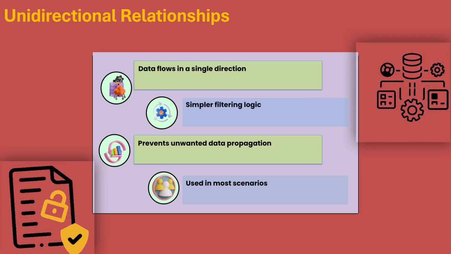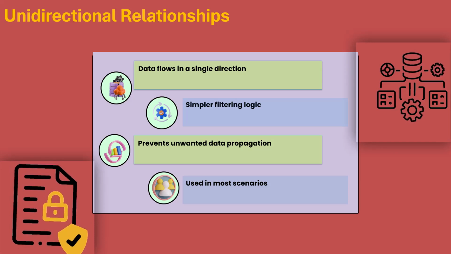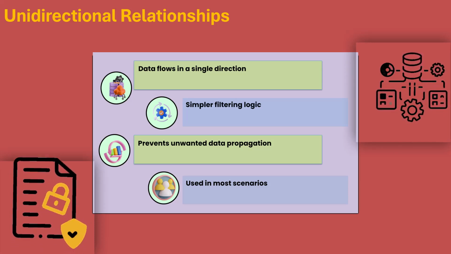Unidirectional relationships are more controlled. They prevent unwanted data from flowing back. Think of them as one-way streets, keeping everything in order. That's why they are the go-to choice for most scenarios.